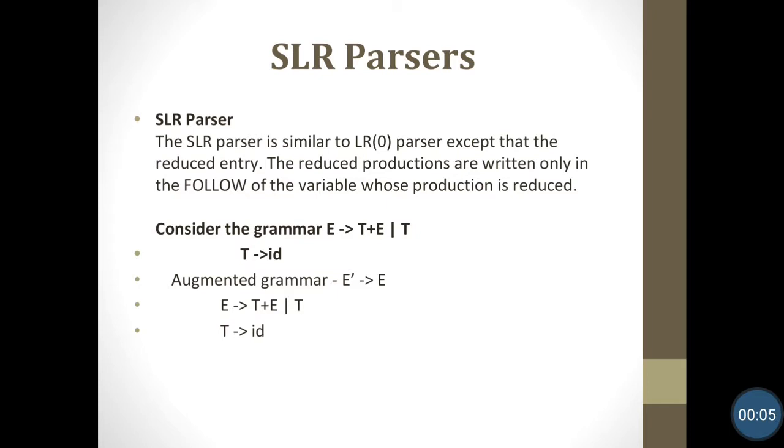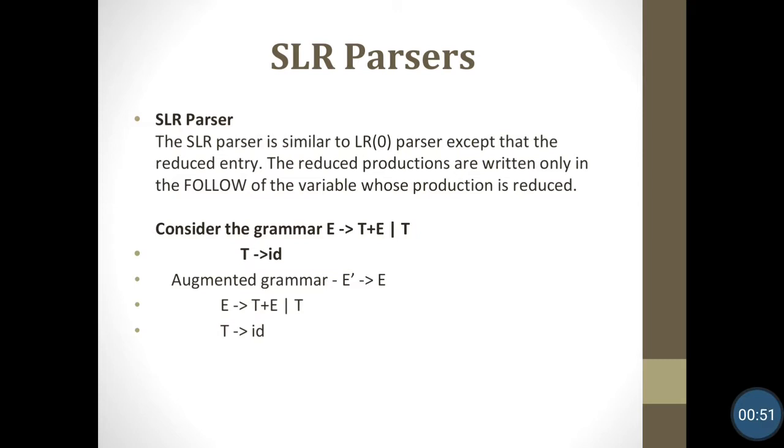Hello everyone. In last class we discussed about LR0 parser, that is a type of bottom up parser. We discussed the way to generate action and go to table in LR0 parser. Our second parser is SLR parser in bottom up parsing. SLR parser is similar to LR0 parser except for the reduce entries. The reduced production are written only in the follow of the variable whose production is reduced.